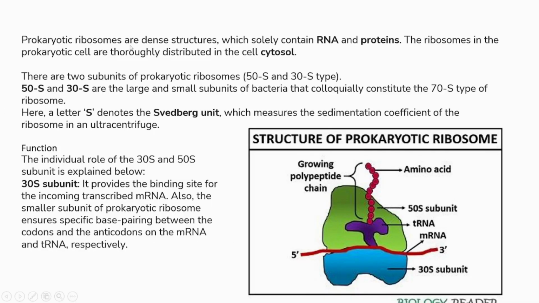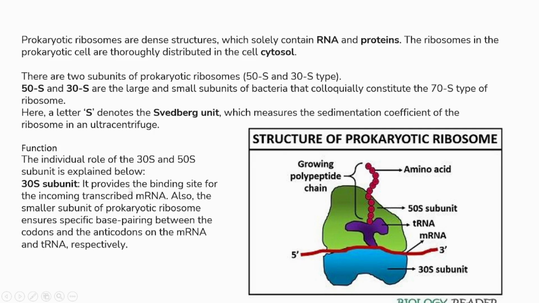The prokaryotic ribosomes are dense structures which solely contain RNA and protein. And here, the ribosomes in the prokaryotic cell are thoroughly distributed throughout the cytoplasm. There are two subunits, 50S and 30S. The functions of the individual subunits will be discussed here.